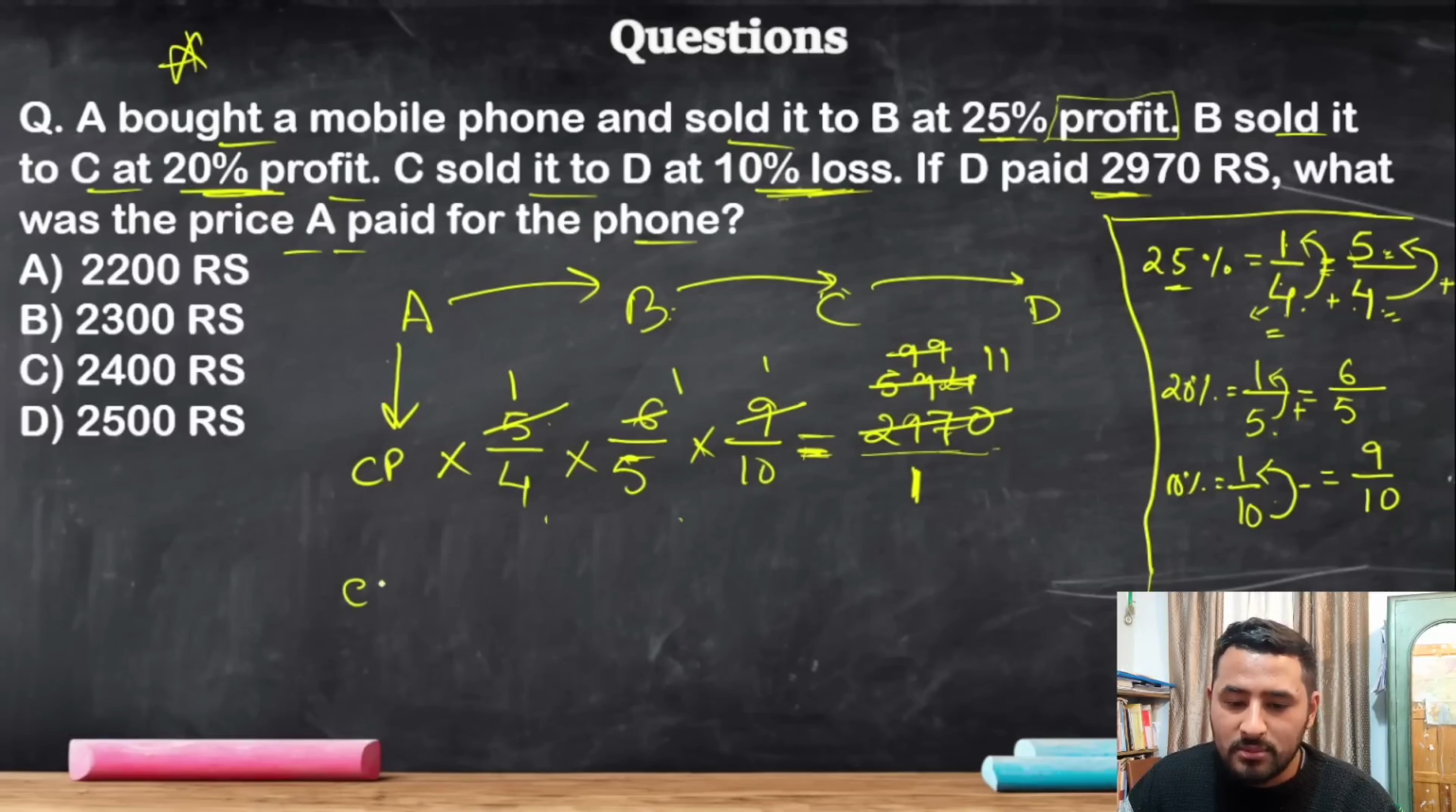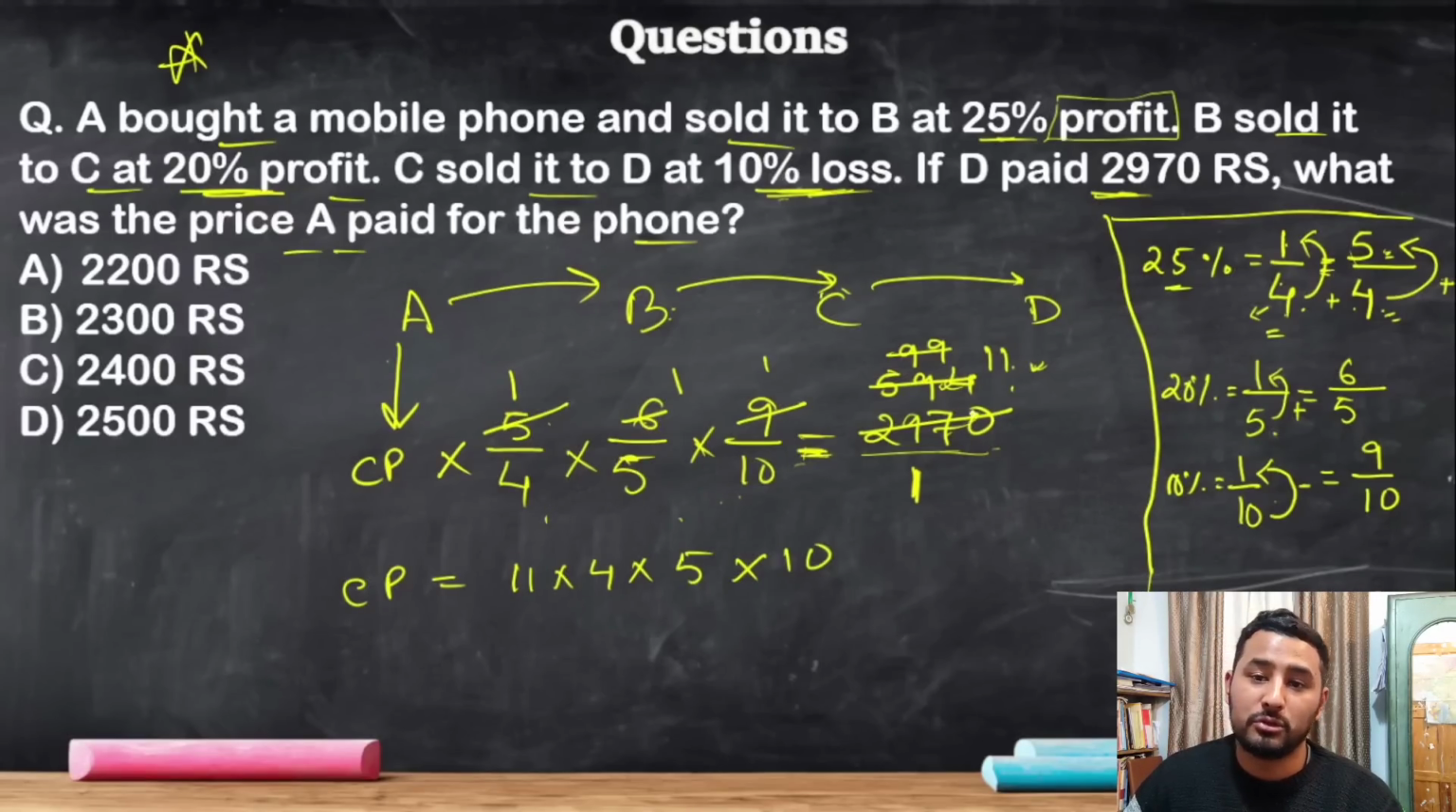Now CP will be equal to this. Now this is the numerator, and towards the left hand side is the denominator, right? This cannot be cancelled, but this can be multiplied. So just do the cross multiplication. You'll get 11 into 4 into 5 into 10. This 11 is here. Just bring these 4, 5, 10 to the other side. You should multiply.